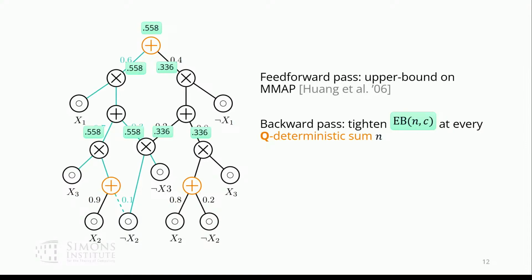So if we don't see a Q deterministic sum, we just propagate the values from parent to children. And then down here, do the same thing. So see on this edge, you can tighten the bound by essentially looking at the cache values and doing some subtraction in a careful way that still guarantees you that this is an upper bound.